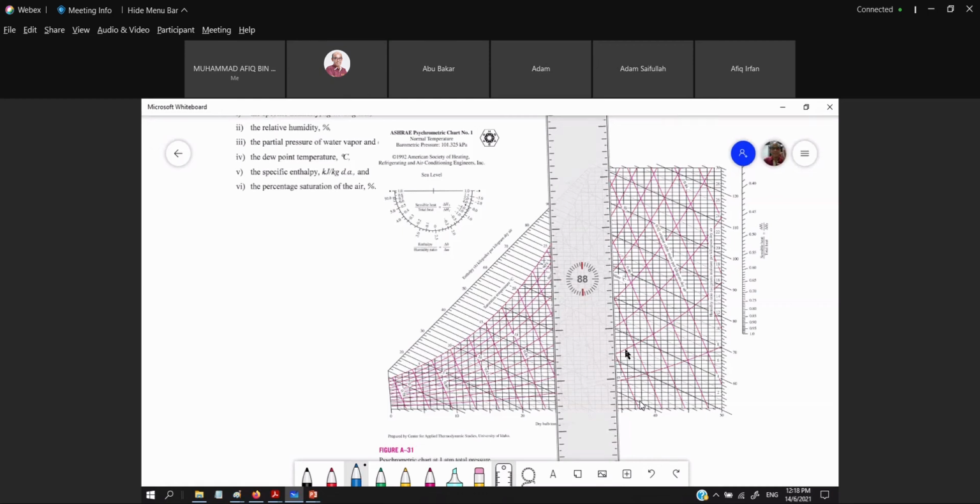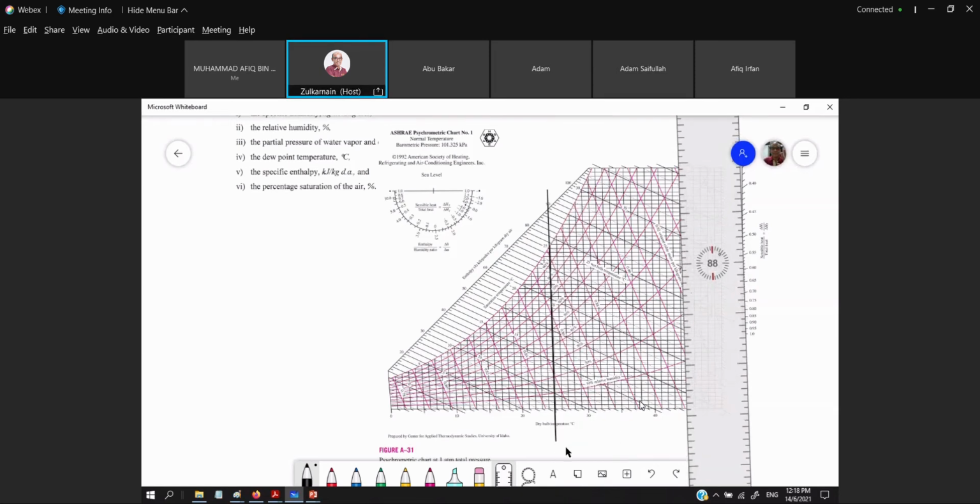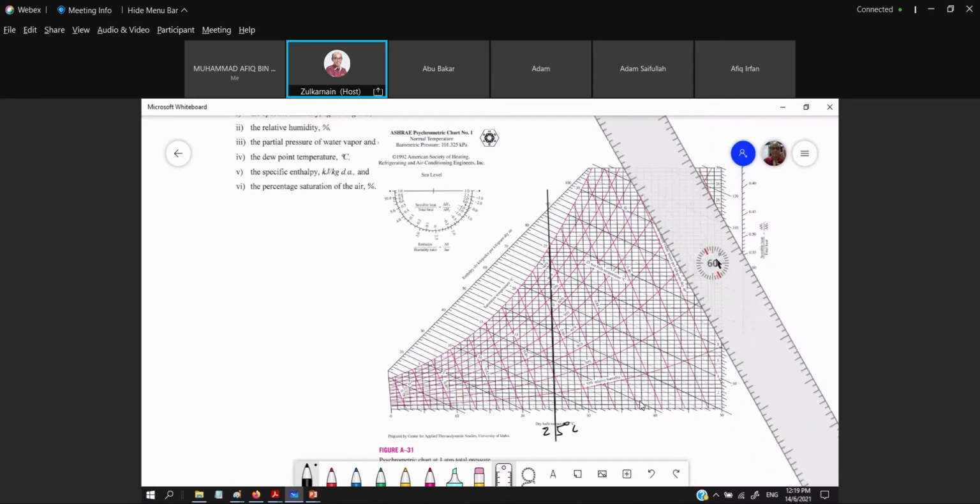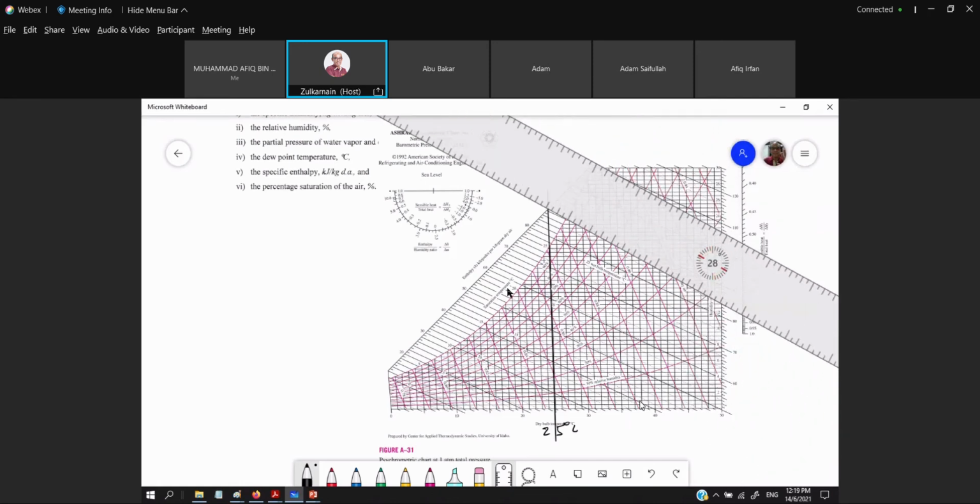Let me sketch that line. So that is at 25 degrees C. Guys, please do it together with me. This is 25. This is 25 degrees C. And then we have 20 degrees C, as for the wet bulb.